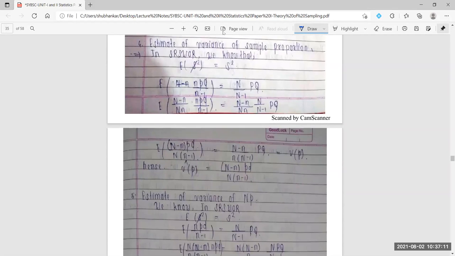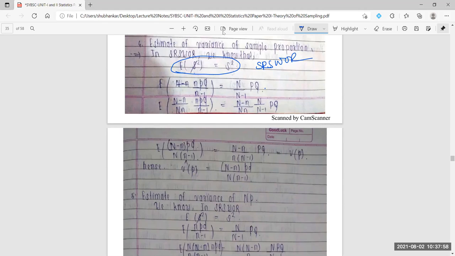Next, the estimate of the variance of sample proportion in SRSWOR. We know that the unbiased estimator for the population proportion is the sample proportion. In SRSWOR, another result we have studied in previous lectures is that the sample mean square is an unbiased estimator of the population mean square. What does sample mean square mean? It is n pq divided by n minus 1. What does population mean square mean? It is capital N divided by capital N minus 1 into PQ, in terms of sampling for proportion.